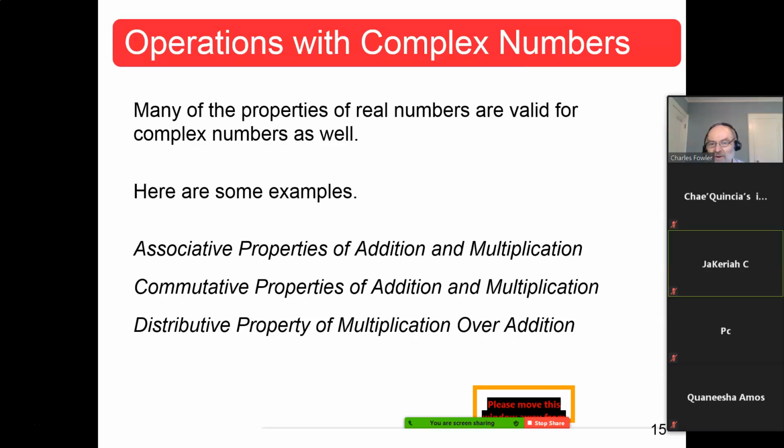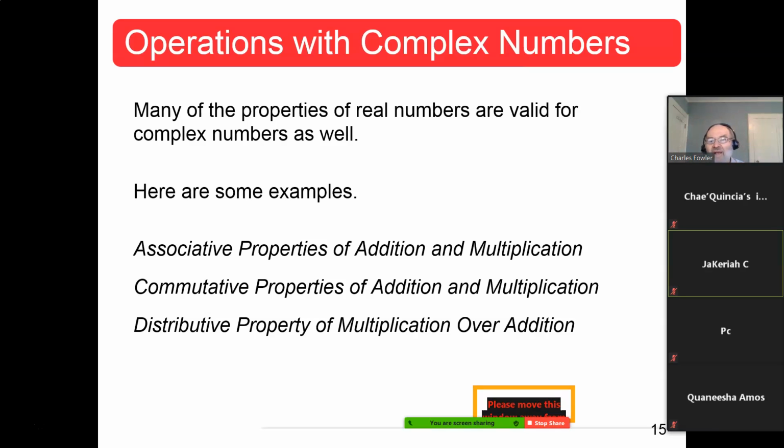Another is the commutative property of addition and multiplication. If you change the order in which you're adding, it doesn't matter. You're still going to get the same result. If you change the order in multiplication, we haven't talked about how to multiply yet, but it's still going to work. Now, just like in real numbers, if you change the order in subtraction, you get a different number. Subtraction and division are not commutative. Neither are they associative. Only addition and multiplication.